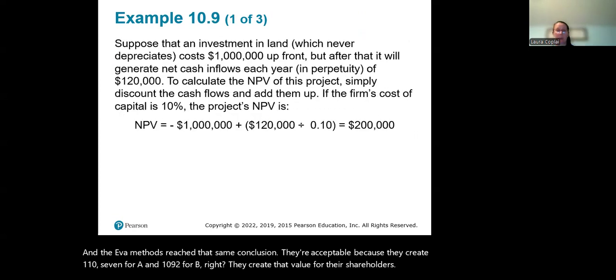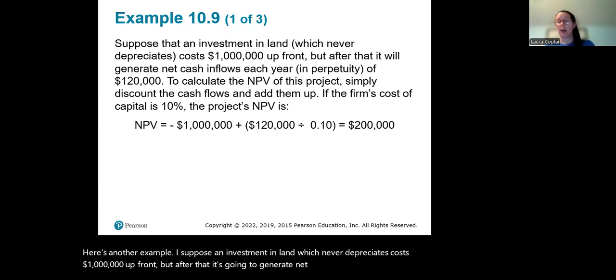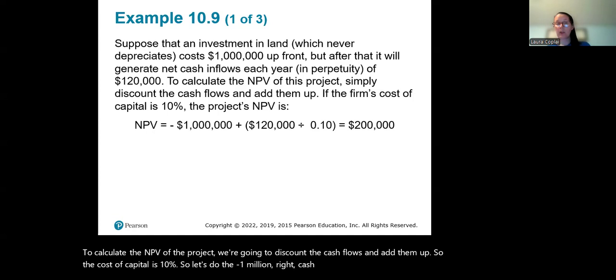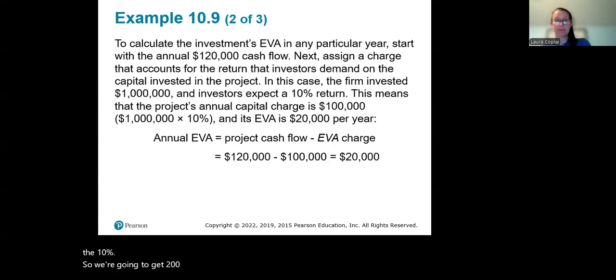Here's another example. Suppose an investment in land which never depreciates costs $1 million up front, but after that, it's going to generate net cash inflows each year of 120,000. To calculate the NPV of the project, we're going to discount the cash flows and add them up. So the cost of capital is 10%. So let's do the negative 1 million, right? Cash outflows plus the 120 divided by the 10%. So we're going to get 200,000 as our NPV.